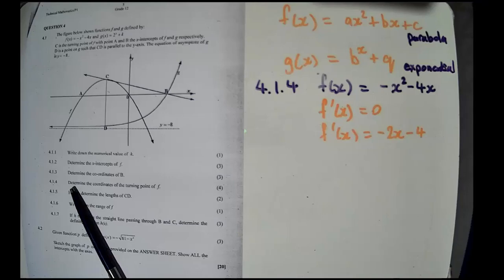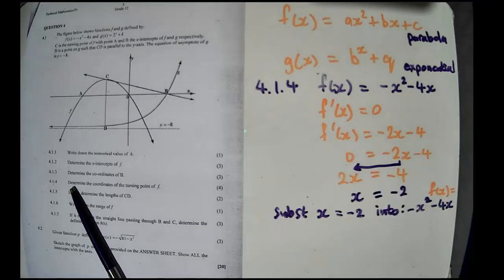And then we're going to let that equal to 0. Solve for x. Bring minus 2x over to the left hand side. We're going to get positive 2x. Divide both sides by 2. We're going to get x is equal to minus 2.